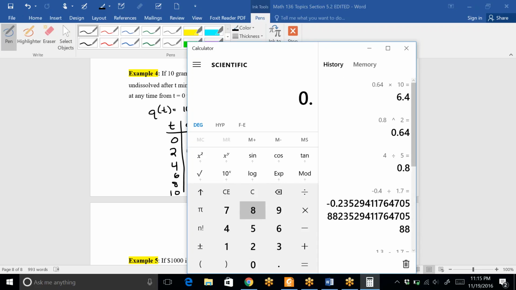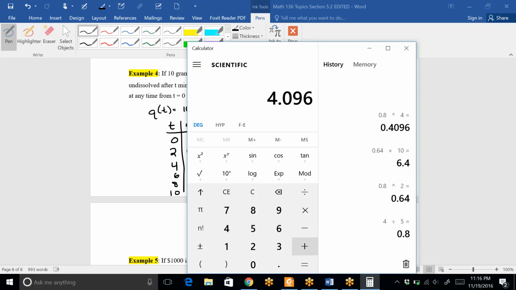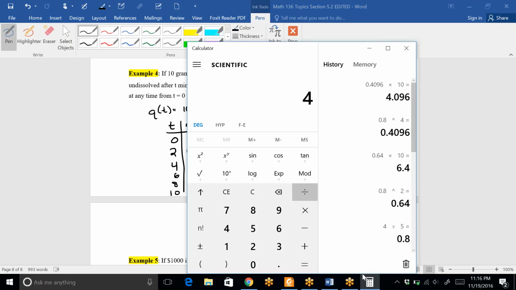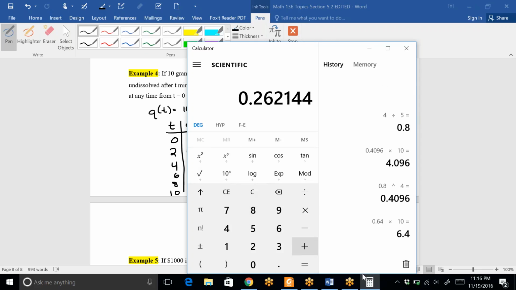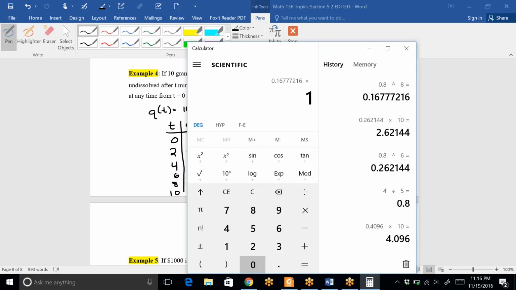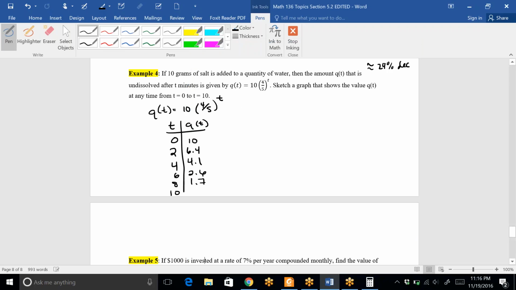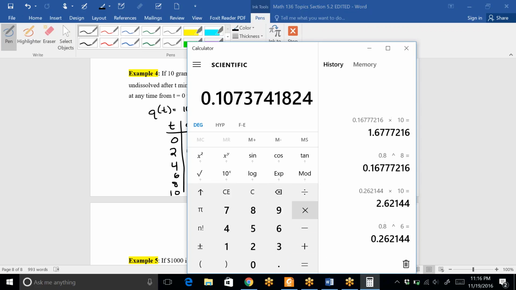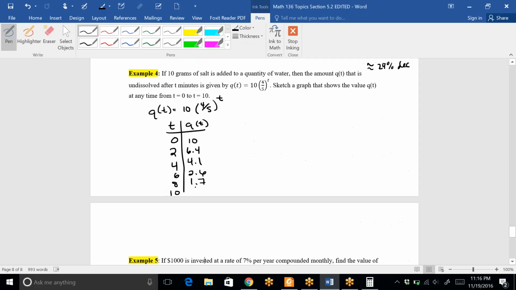So we know that 0.8 is 4 divided by 5. So 0.8 to the 4th power times 10 is 4.1. And then 4 divided by 5, I knew that was 0.8, but 0.8 to the 6th power times 10 is 2.6. And 0.8 to the 8th power times 10, we already know this one, we just did it, was 1.7. And 0.8 to the 10th power times 10 is 1.1.